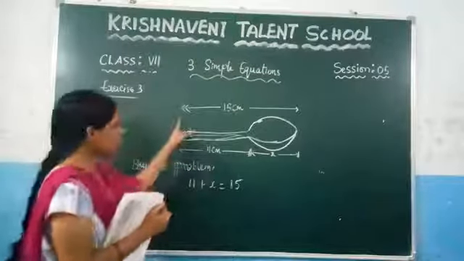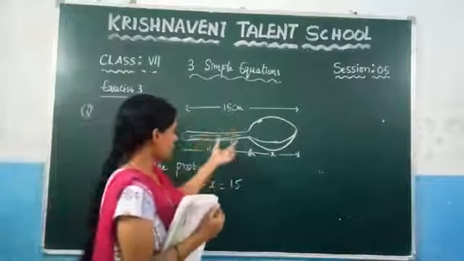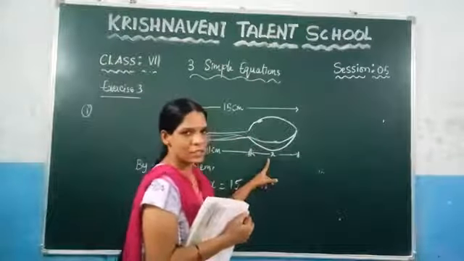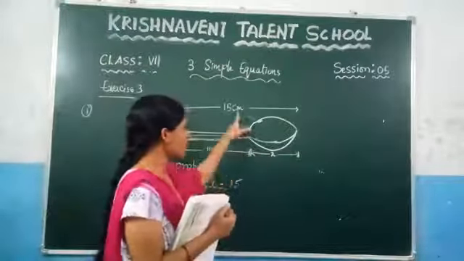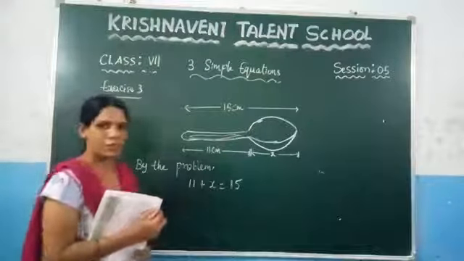Right? Here they have given the total length of the spoon, which is 15, and they have written that up to this point the length is 11 and up to this point the length is x. So if you add these you will get the total length, which is 15. So you will get 11 plus x is equal to 15.